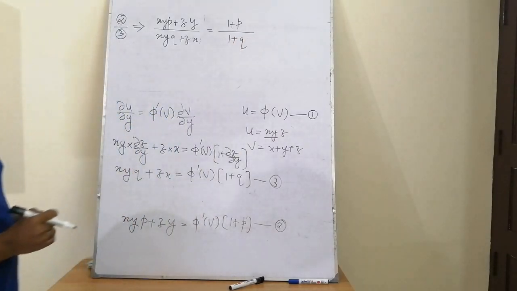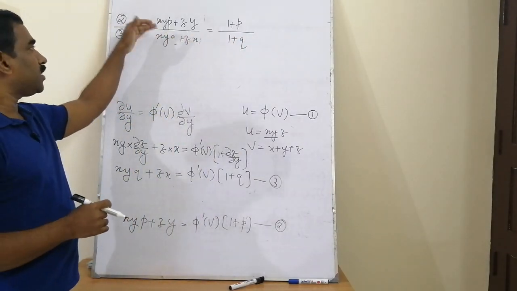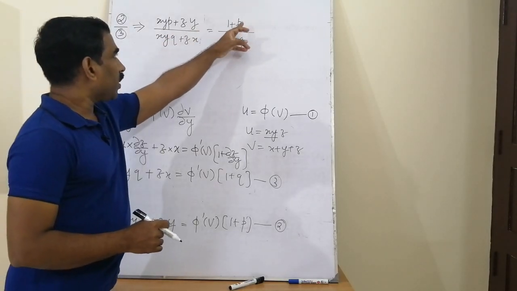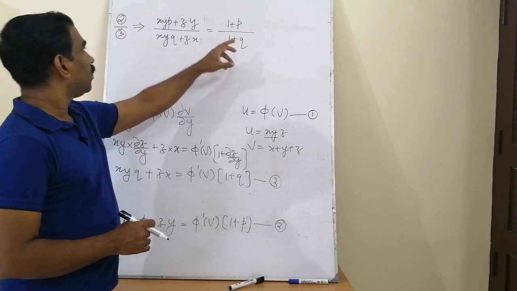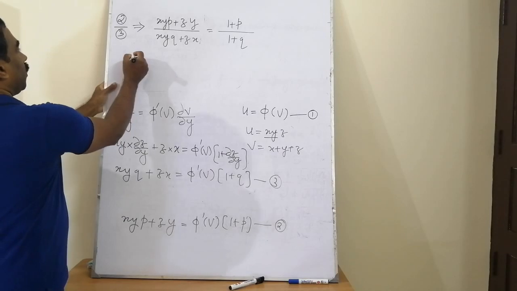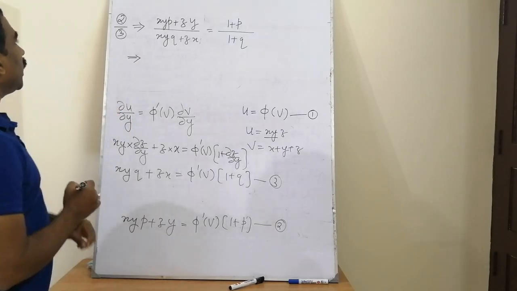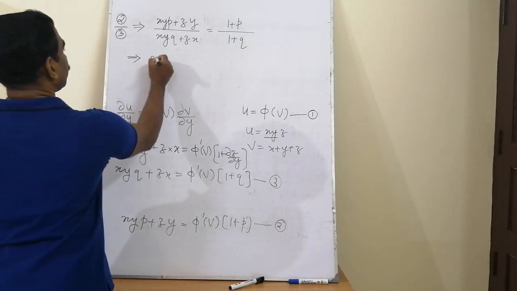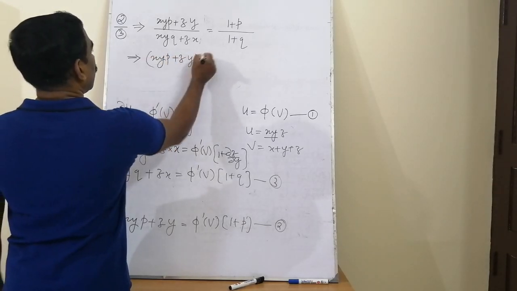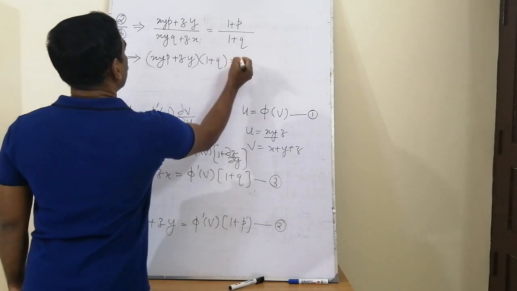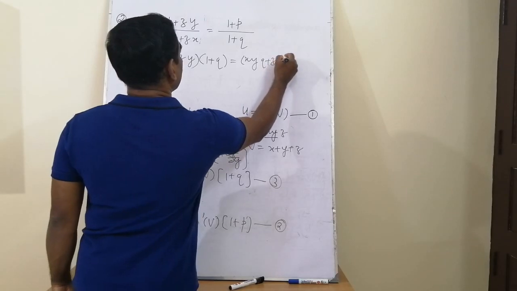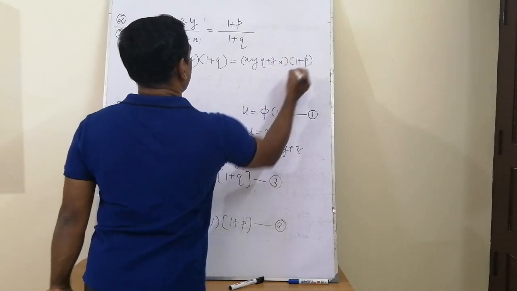So that is a required partial differential equation because that expression doesn't contain an arbitrary function or its derivative. It only contains the first order partial derivatives p and q and the variables x, y and z. On cross multiplication and arrangement, we can simplify this expression as xyp plus zy into 1 plus q is equal to xyq plus zx into 1 plus p.